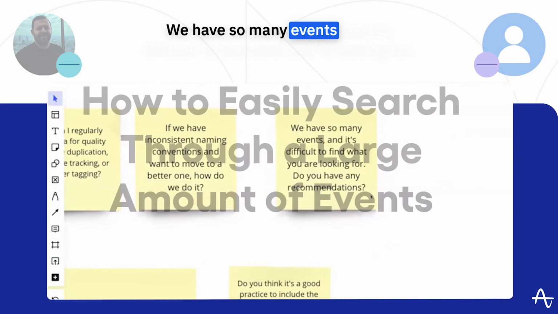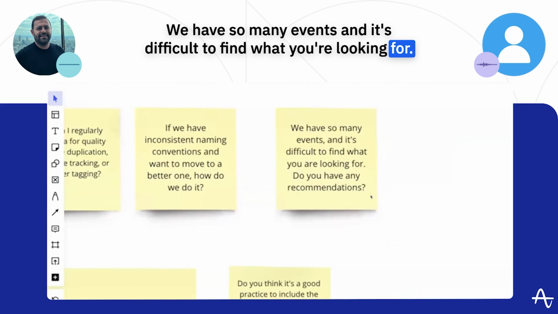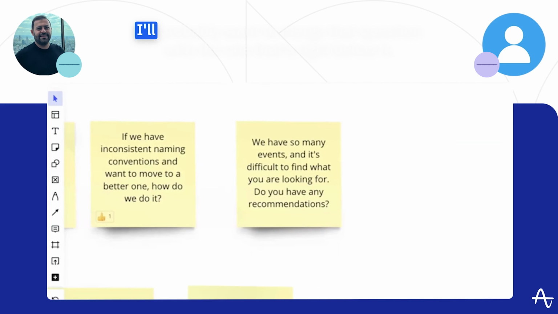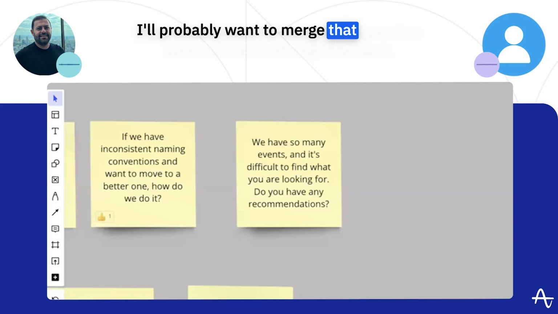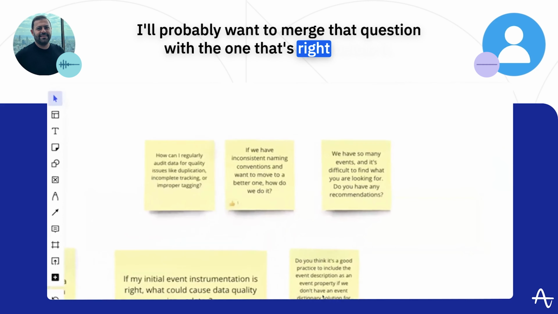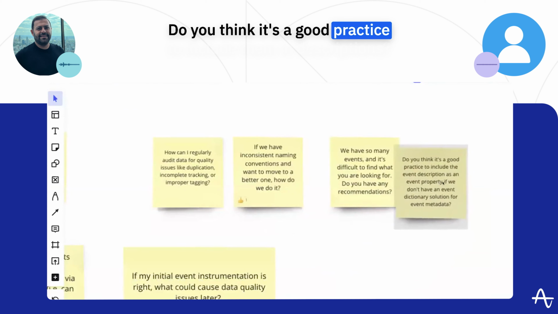We have so many events and it's difficult to find what you're looking for. Do you have any recommendations? I'll probably want to merge that question with the one that's right below it. Do you think it's a good practice to include event descriptions?